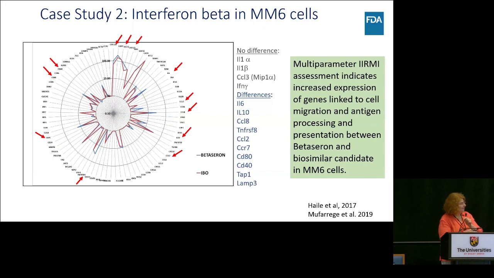Right? This is another example. This is from some old studies that we did with interferon beta, looking at them in M6 cells. And what you can see is that there's no differences in IL-1 alpha or beta, or interferon gamma. But there are differences, particularly in chemokine expression and interferon-inducible genes. And so had we just been looking at IL-8 and IL-1, we would have seen no difference. But indeed, there was a difference.